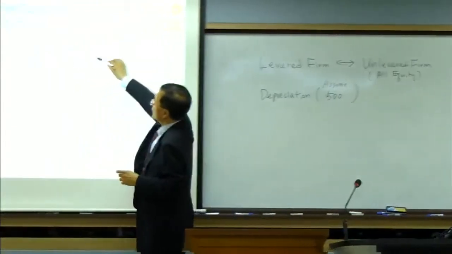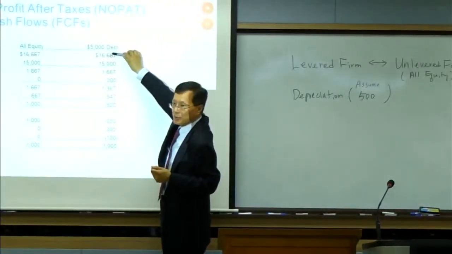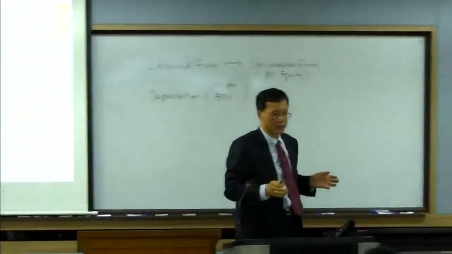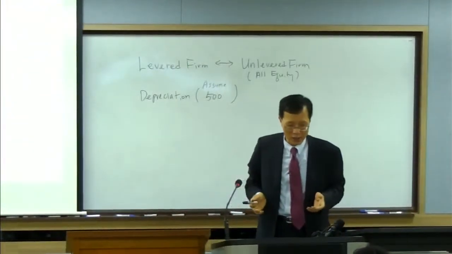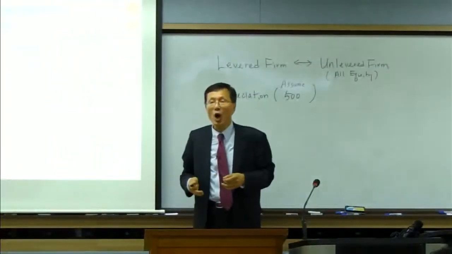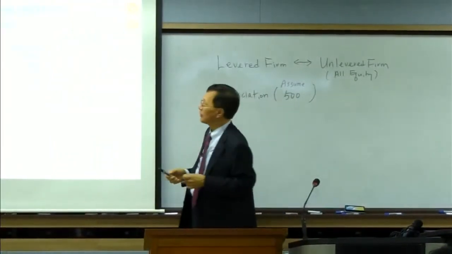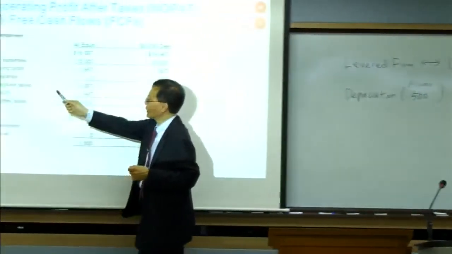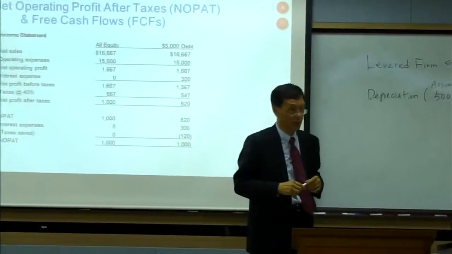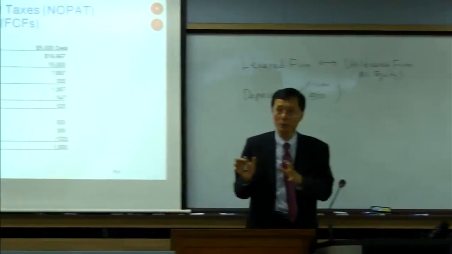Now, look at the levered firm's income statement. Net sales 16,667, subtracting operating expenses of 15,000. That gives you net operating profit. It is called net because it is net of depreciation. Okay? It is net of depreciation.